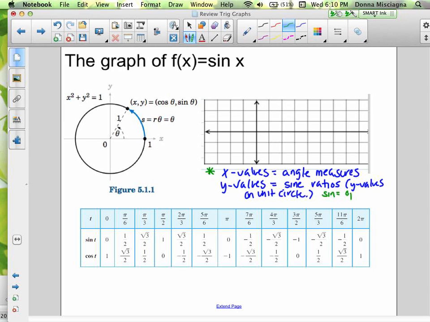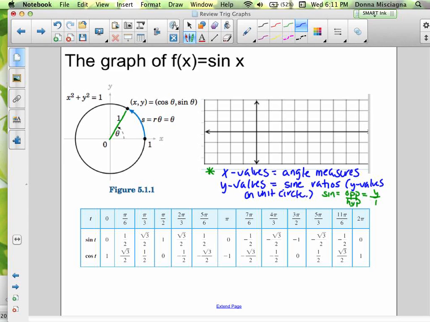is opposite over hypotenuse. On the coordinate plane, the opposite is the y, and since our radius is being held, here's our radius, is being held to 1, right? If you divide anything by 1, it's just going to stay exactly the same. So the sine ratios are the y values on the unit circle. Right? So now let's start off with the easy values.